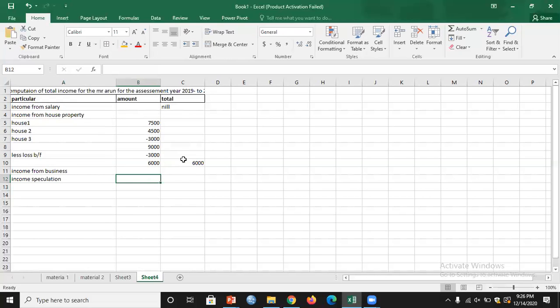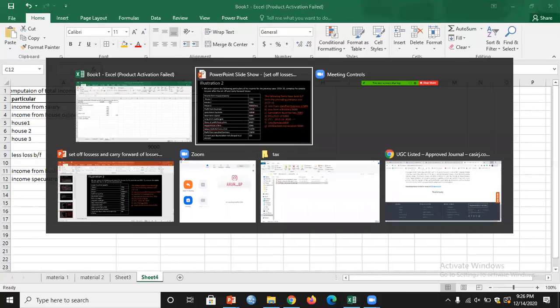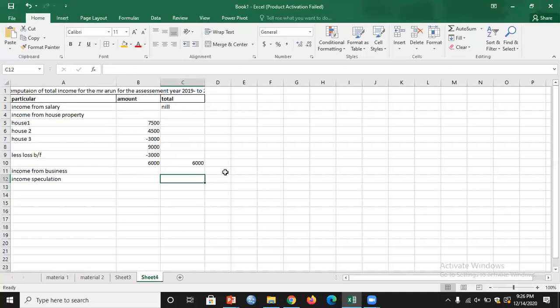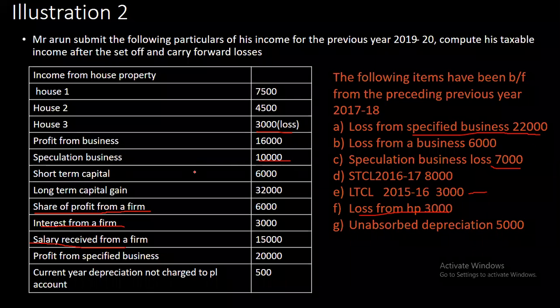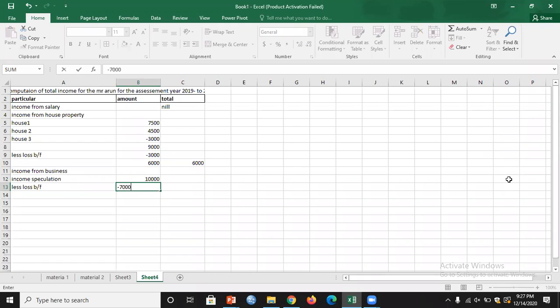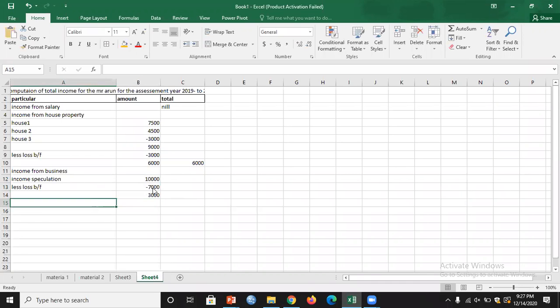Income from speculation business. How much do we have as income from speculation business? We have around 10,000 rupees. Then there is a loss from speculation business of around 7,000 rupees, so we need to deduct less loss brought down, 7,000 rupees. How much will it be? So we got a profit of 3,000 rupees from the speculation business.